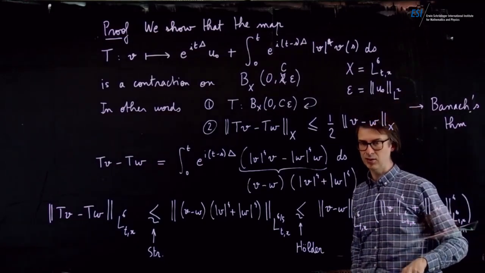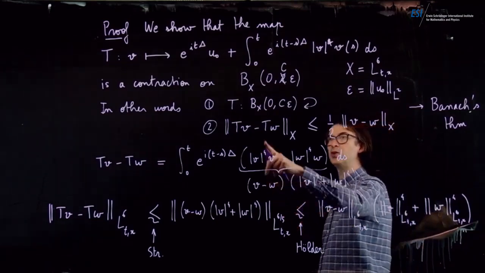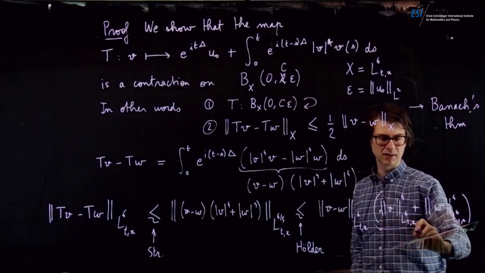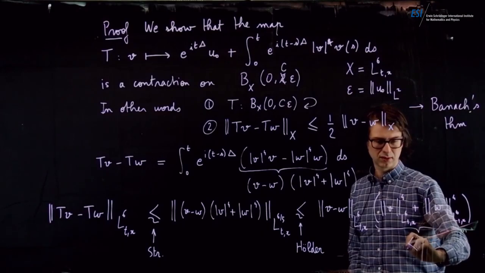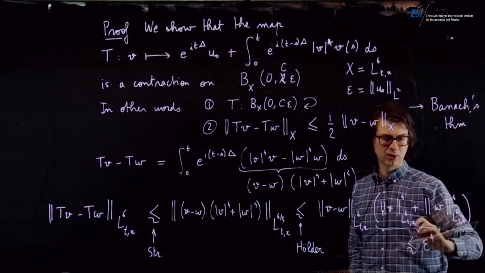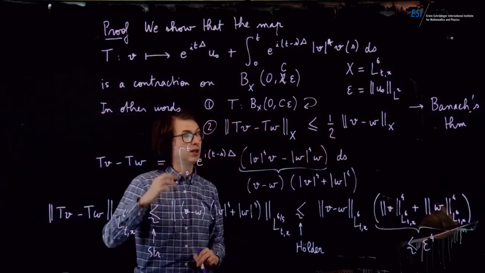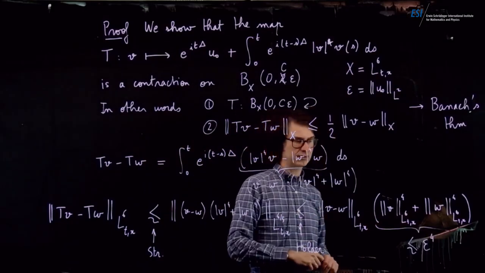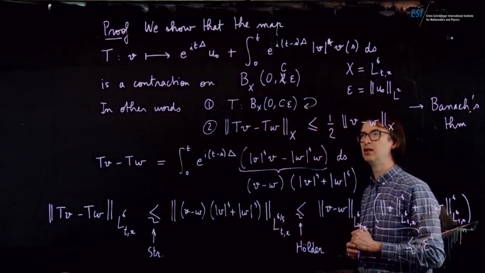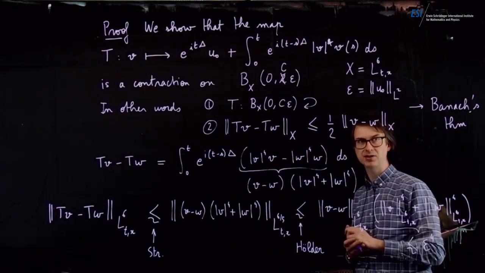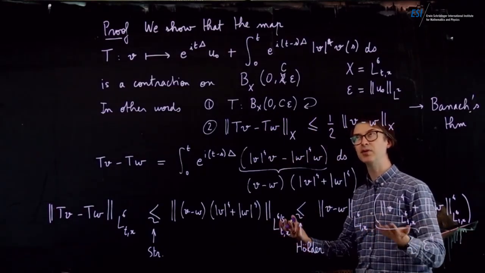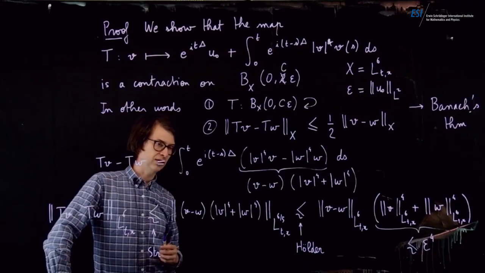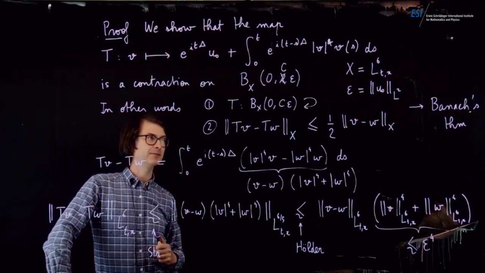Okay, and now if V and W belong to the ball, they are less than epsilon. So this is less than epsilon to the 4. So if you choose epsilon sufficiently small, this is less than a half. And then you can also absorb all the implicit constants. And you get that this map is a contraction, and you get that there is a fixed point. And the fixed point, by Duhamel's formula, is the desired solution of the quintic NLS.